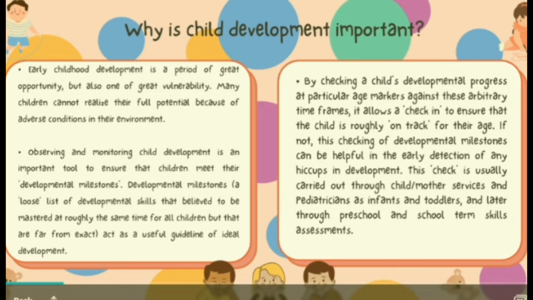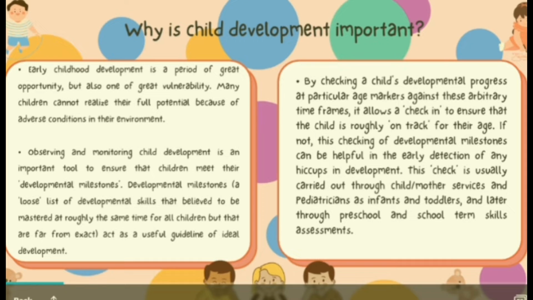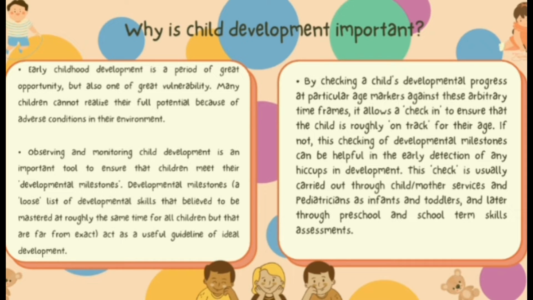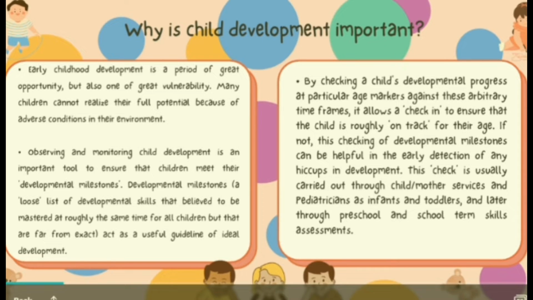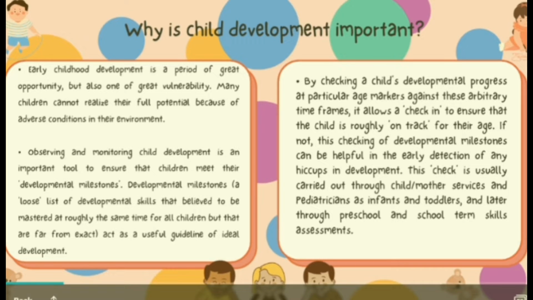So, by checking a child's developmental growth process at particular age markers against these arbitrary time frames, it allows a check-in to ensure that the child is roughly on track for their age. Wow. Taray. If not, this checking of developmental milestones can be helpful in the early detection of any hiccups in development. This check is usually carried out through child and maternal services and pediatricians as infants and toddlers, and later through preschool and school-term skills assessments. So ayan. So next slide.